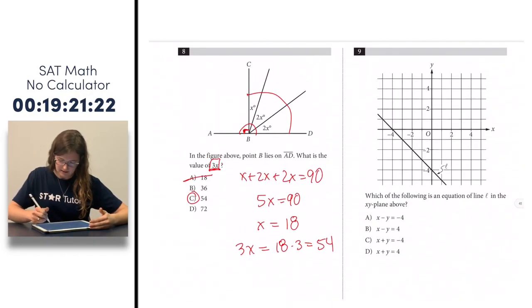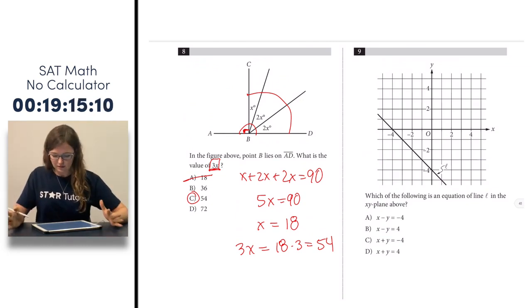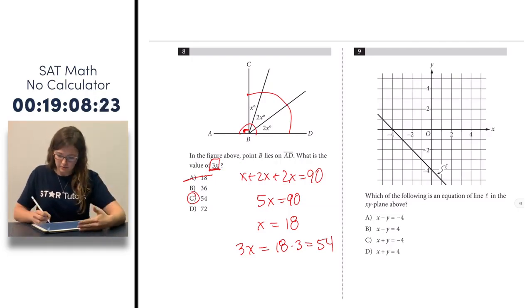Okay, number 9. Which of the following is an equation of line L in the xy plane above? All right, classic line equation, guys. Lines, all we need to know is their slope and their y-intercept. So remember, we always have y equals mx plus b. So let's find the slope and the intercept and then figure out which one it is.